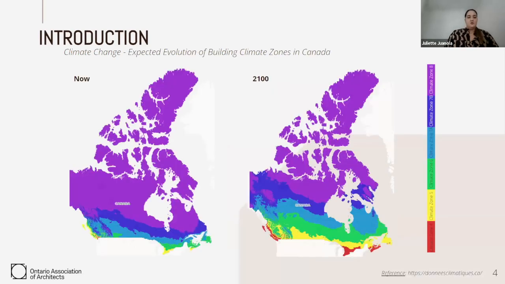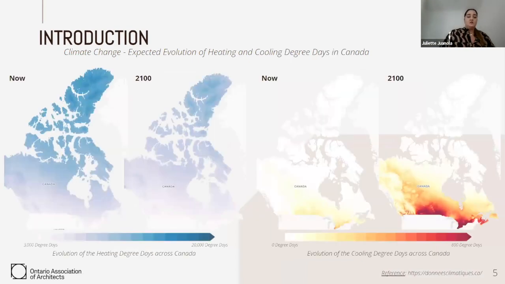Here you see two illustrations that showcase the expected evolution of building climate zones across Canada by the end of the century. You can see that big shifts are expected and new climate zones are going to appear, especially at the south of the country. And this trend is going to be reflected on the heating and cooling requirements.